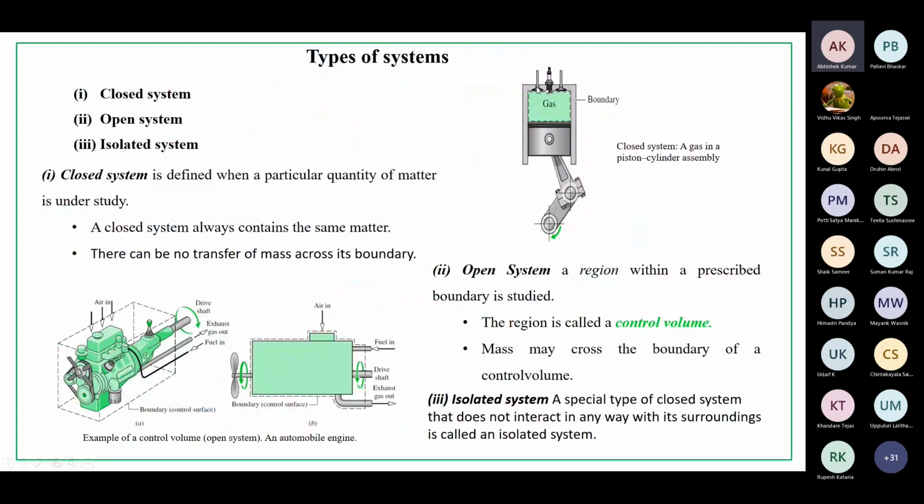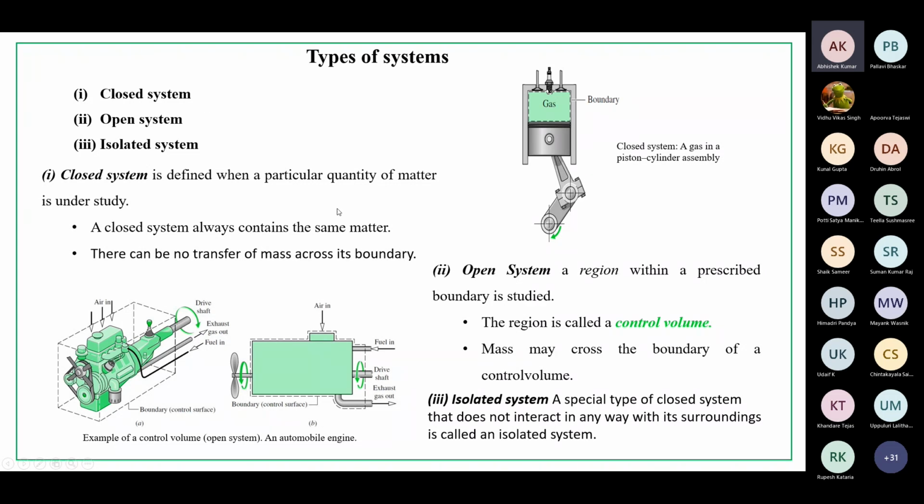Now the same example. Both the valves are closed. Now the piston is moving up. What is happening over here? Whatever charge is there, this charge is compressing. But no mass transfer is existing over here because both the valves are closed. This kind of system we can call a closed system.